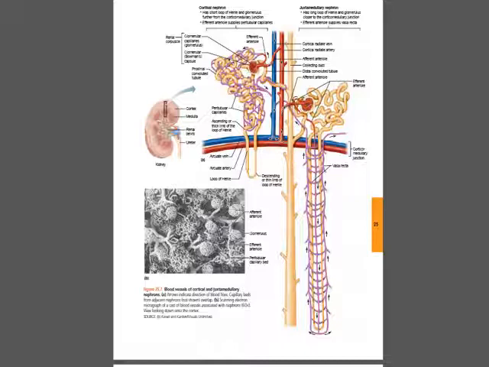So we have two capillary plexuses in the circulation of the kidney, as you see now. This is one glomerular capillary, and this is another capillary plexus, which is the peritubular capillary. This is another unique issue in the circulation of the kidney.